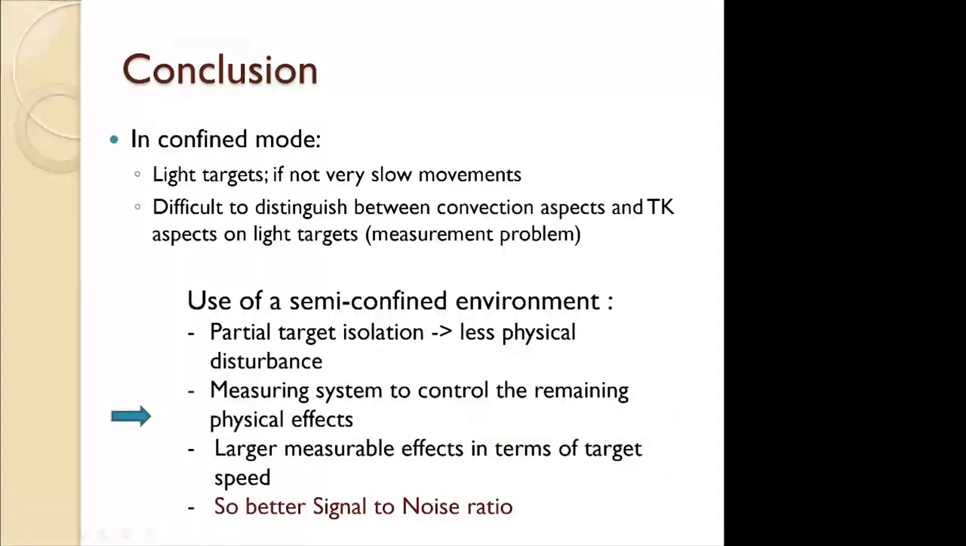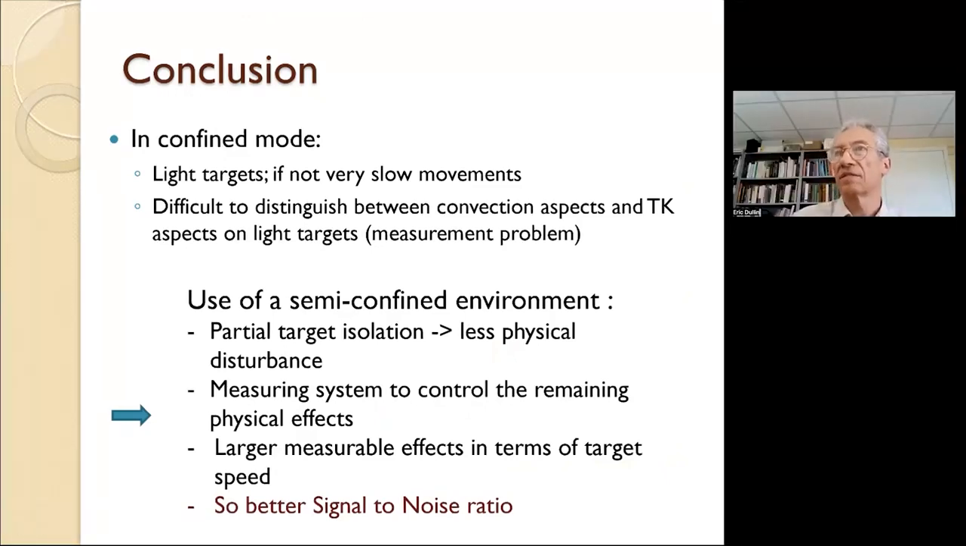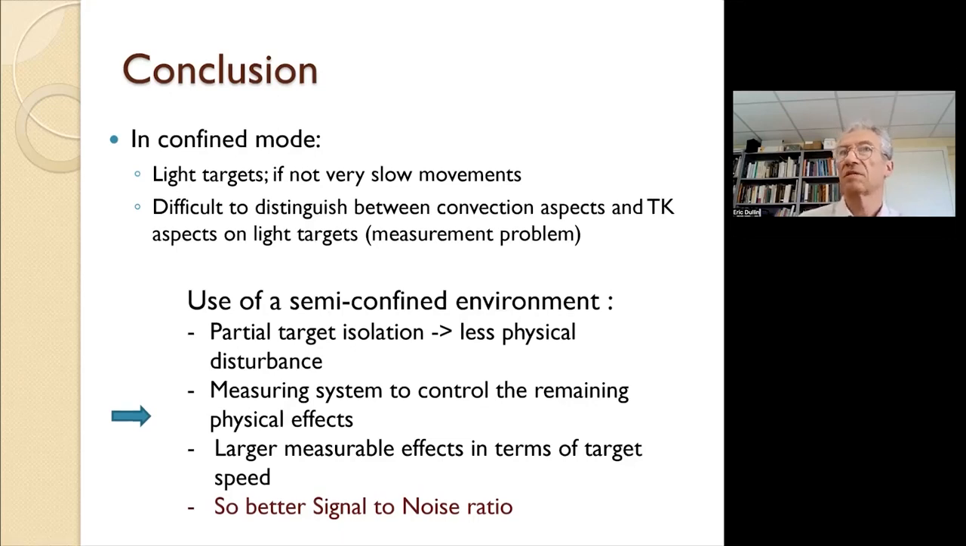Our conclusion at that time was that for confined mode we have to use light targets, or we have very slow movement. And with light targets, it's difficult to distinguish between the convection aspect and the telekinesis aspect. We have a measurement problem, in fact. And so we decided to use a semi-confined environment to make this study with a really physical measure.